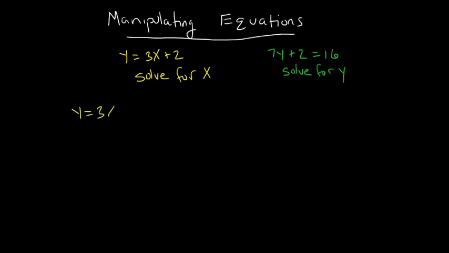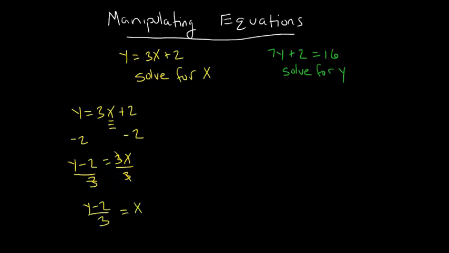To do this, what we want to do is isolate x. So we need to get x by itself. We can start off by subtracting both sides by 2. So we end up with y minus 2 equals 3x. And then we divide both sides by 3. In this case, the 3 cancels out. There should be a 3 there. And we end up with y minus 2 divided by 3 equals x. So we've solved for x. So if you're given a value of y, you can plug it directly into this equation so you can solve for x and figure out what value x would be.